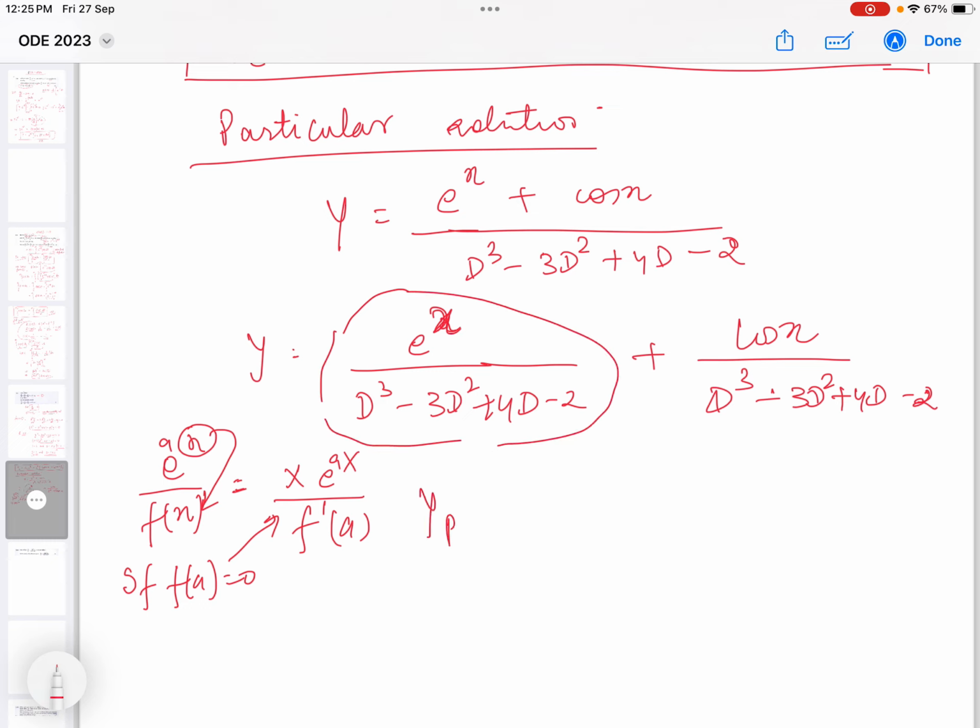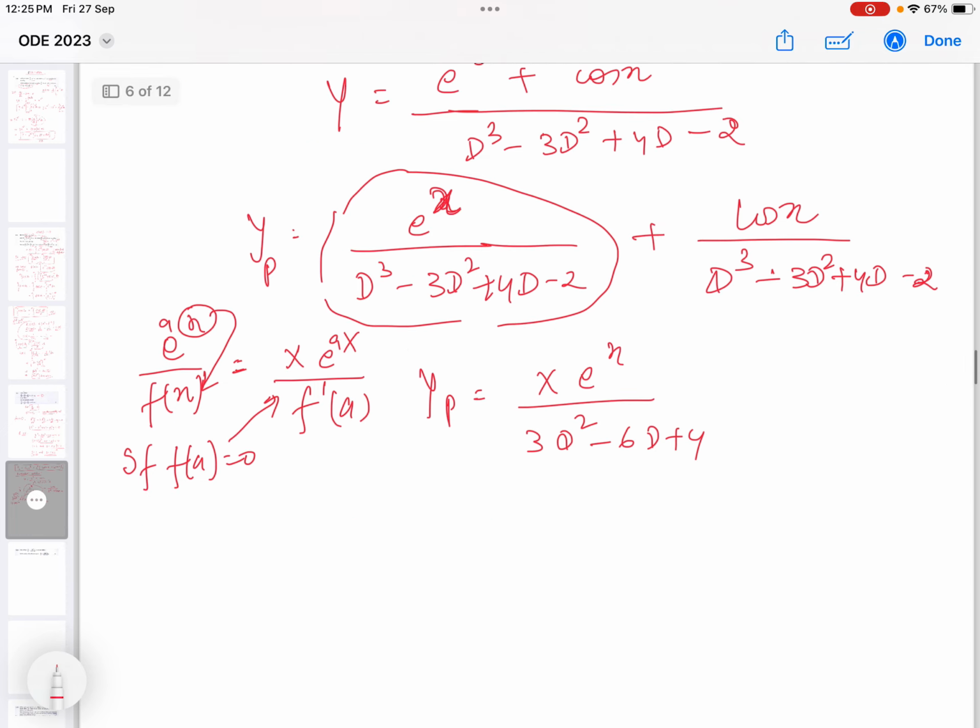So y particular is equal to x e to the power x. Differentiating the denominator, 3D square becomes 6D, plus 4. If you put 1 in the denominator, it will become yp equals x e to the power x over 7 minus 6, fine. So the first part we solved, part 1.